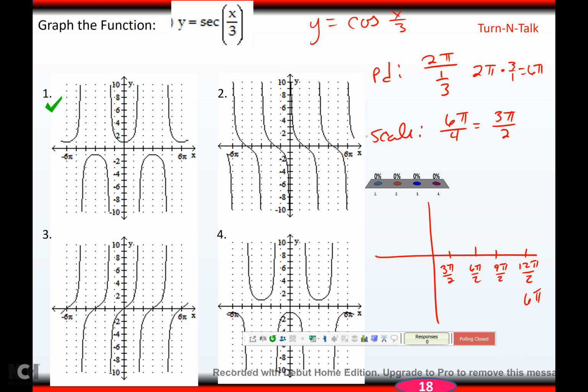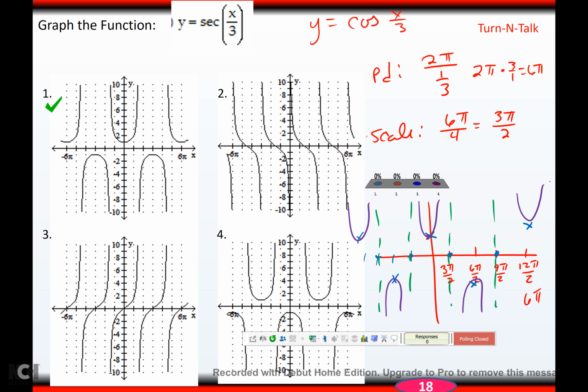So cosine would start at its up amplitude, because there's no negative, we're not reflecting. So amplitude, 0, amplitude, 0, amplitude. And I could continue it this way. 0, amplitude, 0, amplitude. Okay, and for secant, you have asymptotes at the zeros of your cosine. So asymptote, asymptote, asymptote, asymptote. And you have your secant curves at your amplitudes. Here, here, here, here, and here.